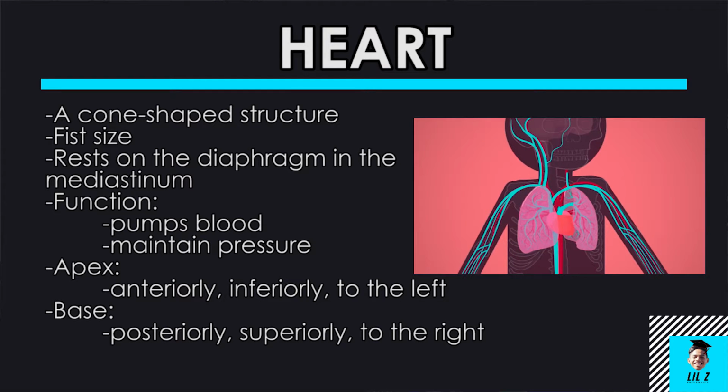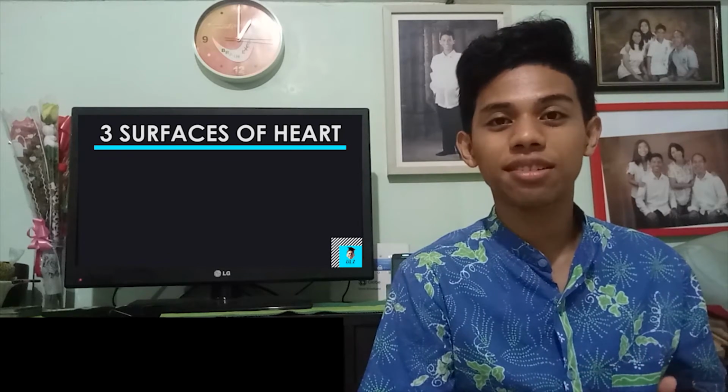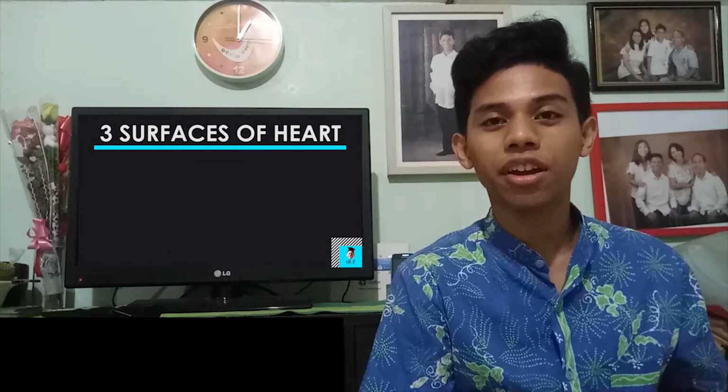It has an apex that is located anteriorly, inferiorly, and to the left, and also a base that is located posteriorly, superiorly, and to the right. The heart has 3 surfaces: your anterior, posterior, and inferior.